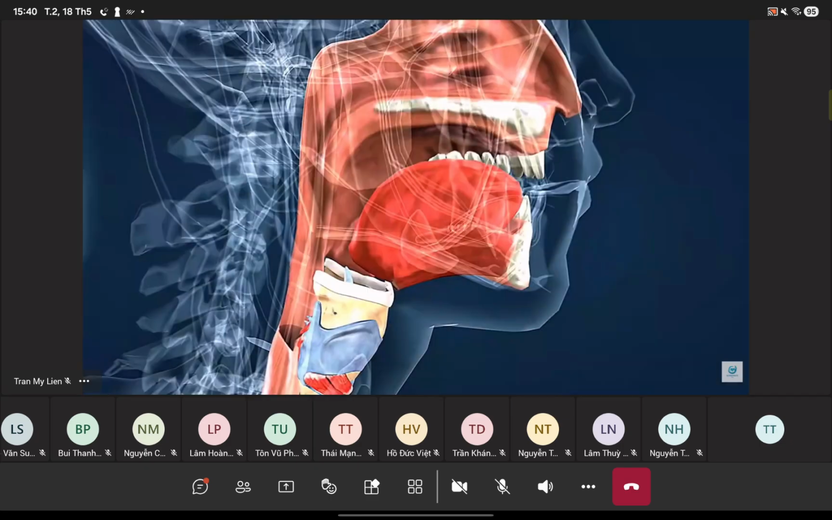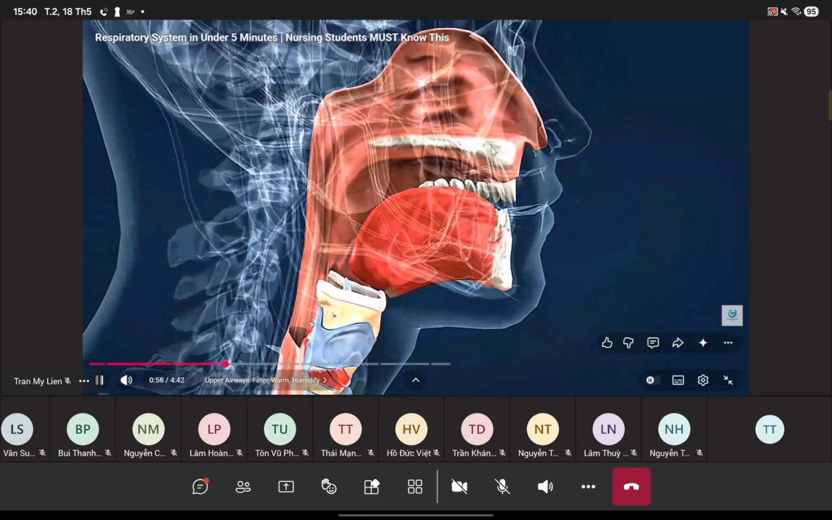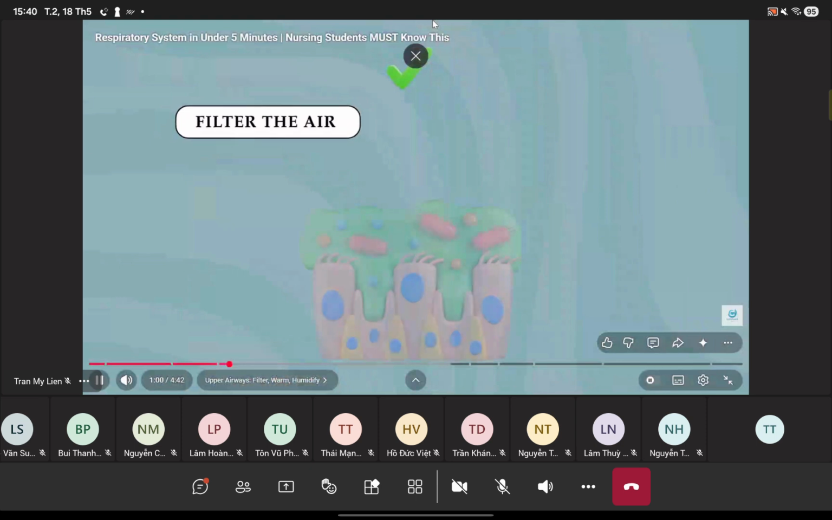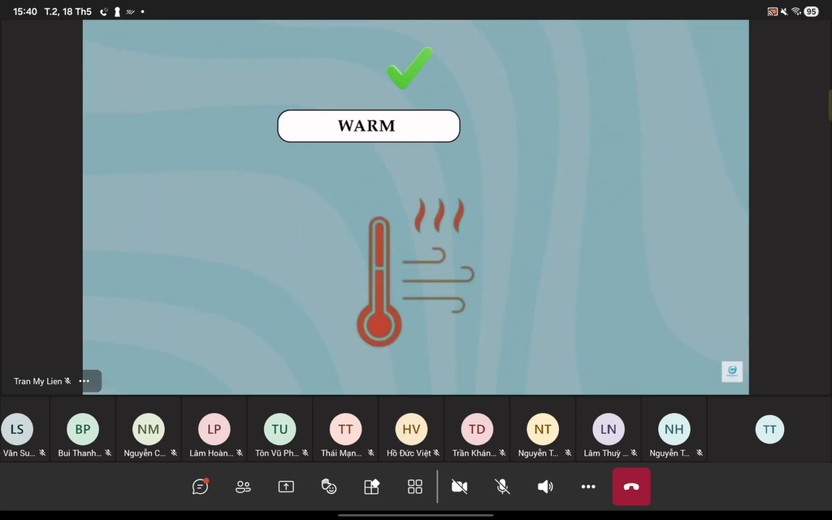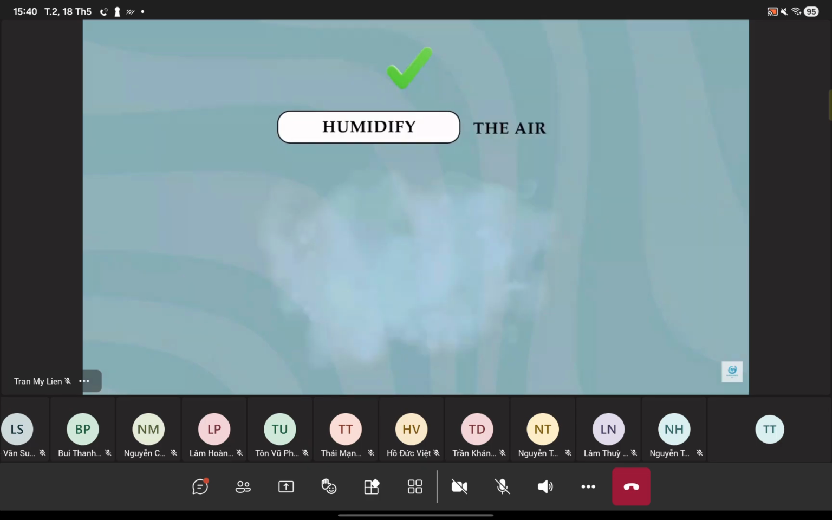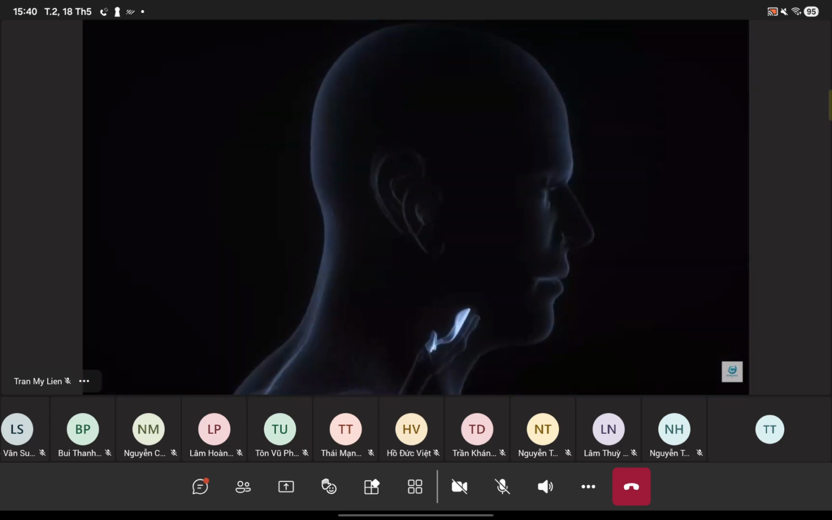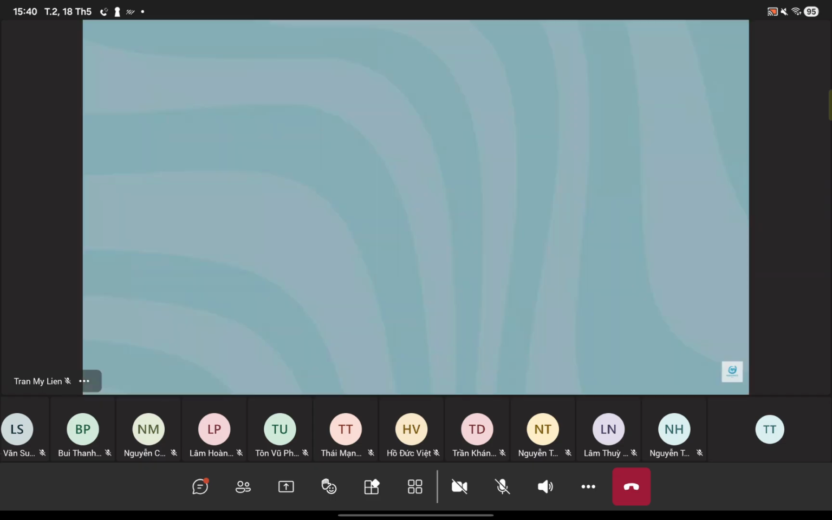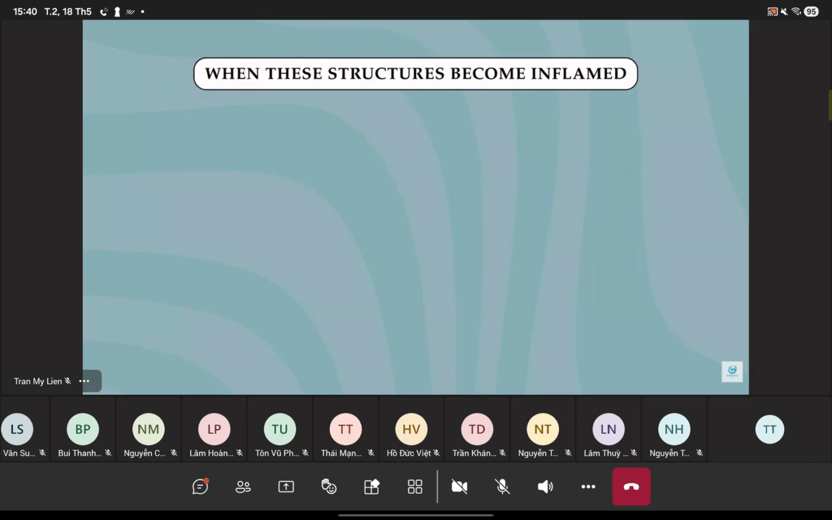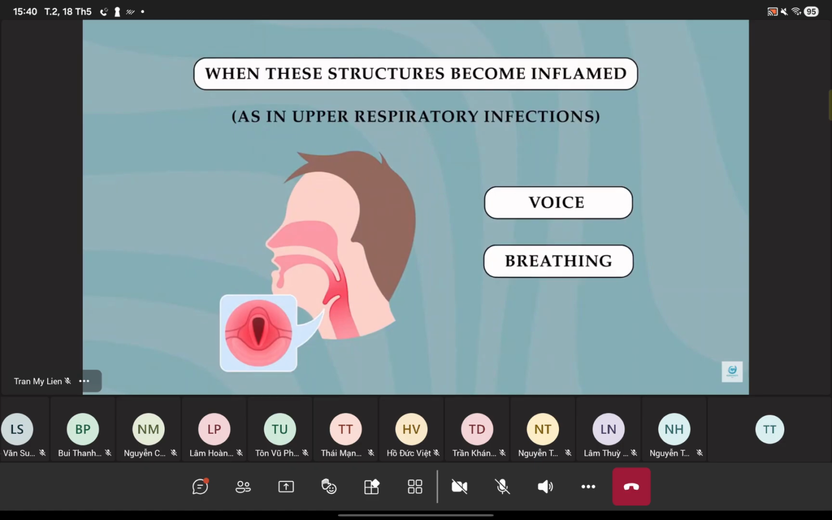The upper airways perform three essential functions. Filter the air: cilia and mucus trap particles. Warm the air, humidify the air. The larynx protects the entrance to the lower airways with the epiglottis and allows phonation. When these structures become inflamed, as in upper respiratory infections, voice, breathing, and patient comfort all change.